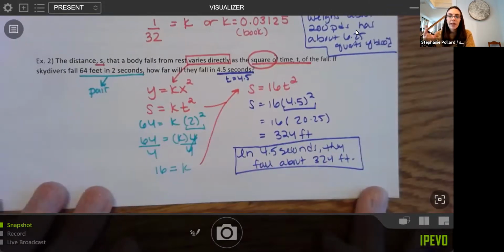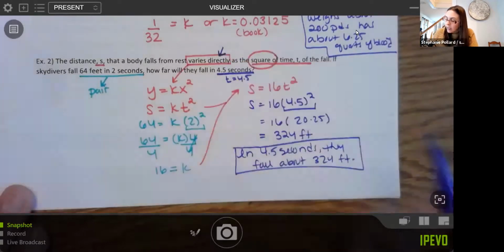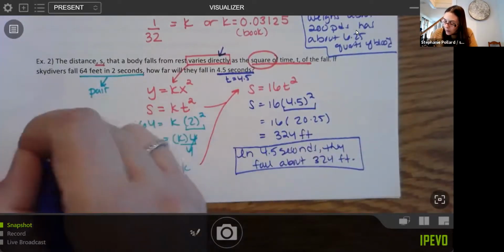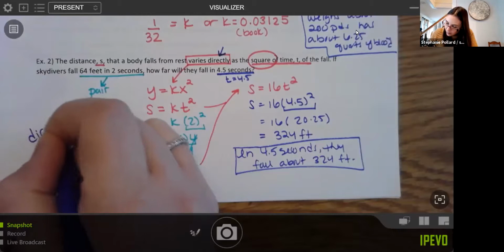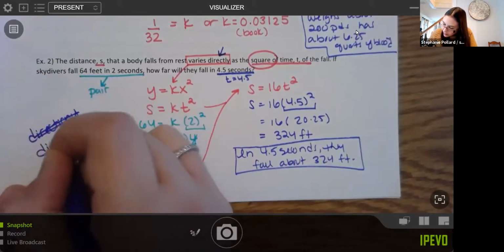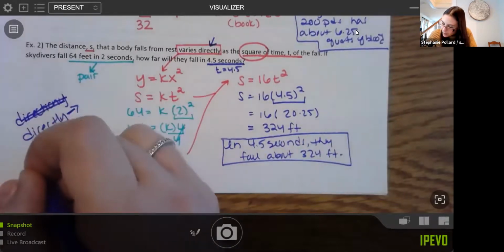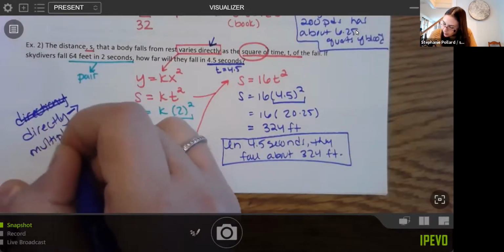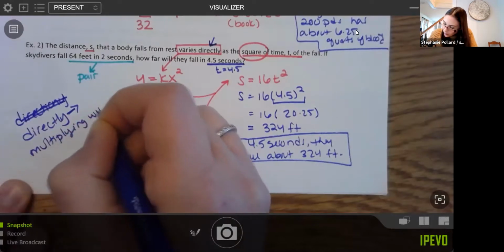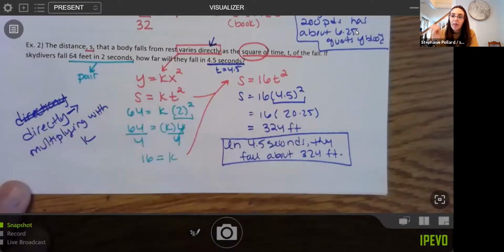So what I want you to really pay attention to here is that when you hear that word directly, you're multiplying. You are multiplying with the k. So something is being multiplied with the k when we vary directly.